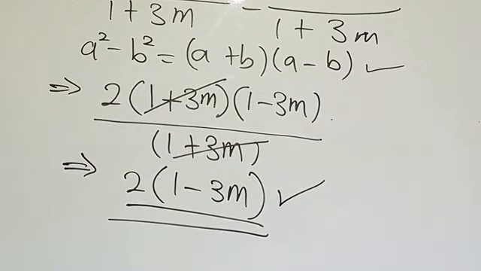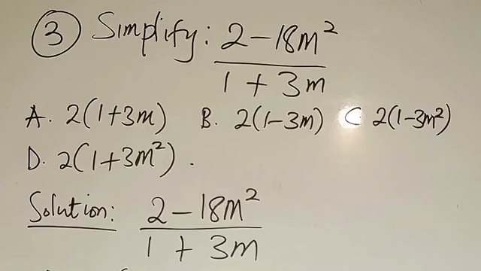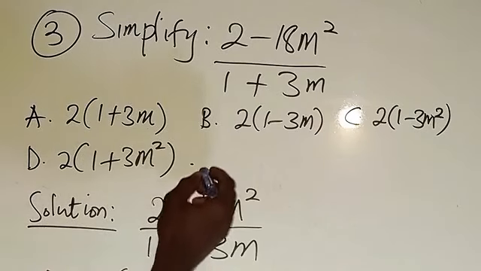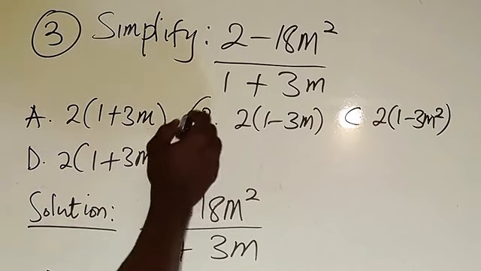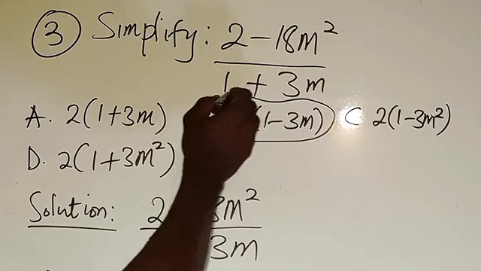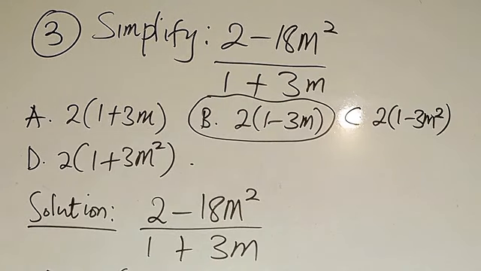Now let's go to the options up there and see whether we are going to have 2 into bracket 1 minus 3m there. So we can see we have the option B to be the solution to this problem, right? So thank you for watching.